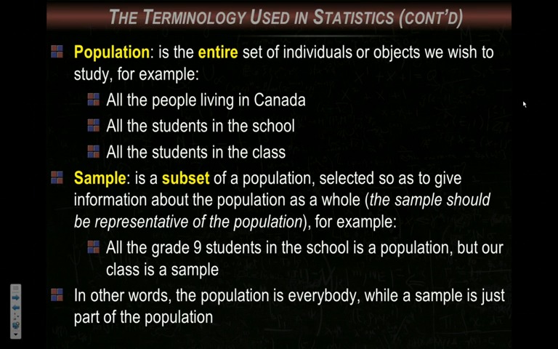A sample is a subset of the population. It's selected to give information about the population as a whole. So the sample should represent the population. So for example, if we took all the grade 9 students in the school, and that's our population, then just this class is a sample of that population. Okay? So simply put, the population is everybody you're studying, and a sample is just a portion of the population.